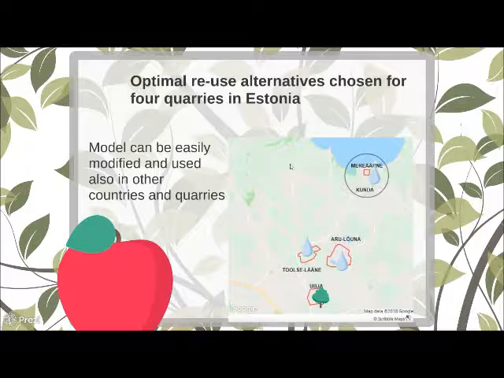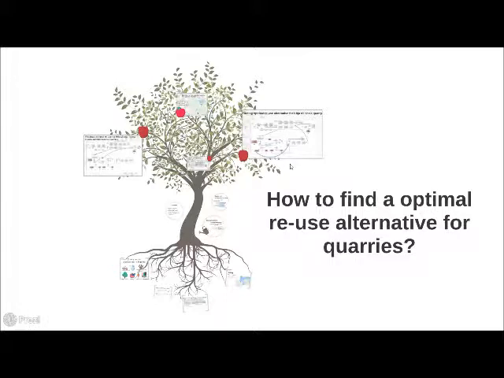This model can be used to introduce the quarry decision making to stakeholders, to local communities, so they can see which criteria have been considered, that this is transparent, and they can also try out that they achieve similar results. This model also can be easily modified and used in other countries and quarries. And if, for example, Heidelberg cement considers biodiversity with a higher weight, then this can also be added to the model. So have a nice try with the model and see what are the optimal reuse alternatives for your quarry.